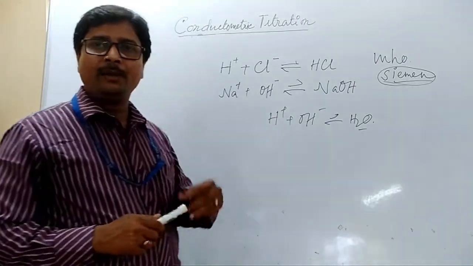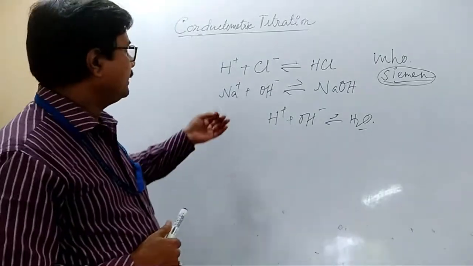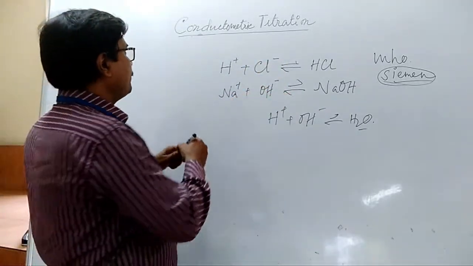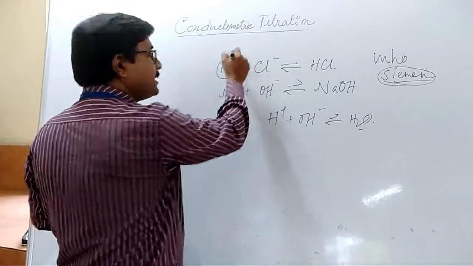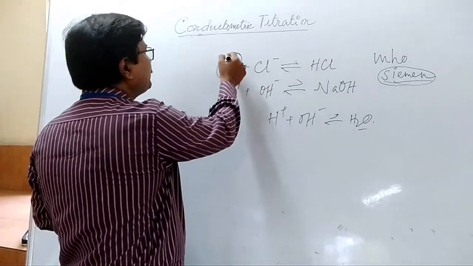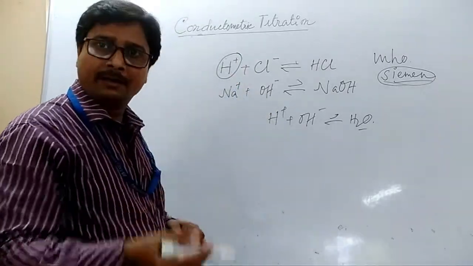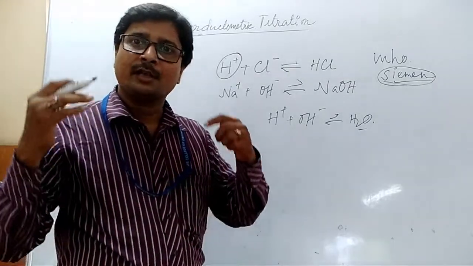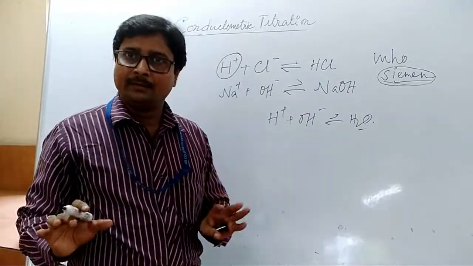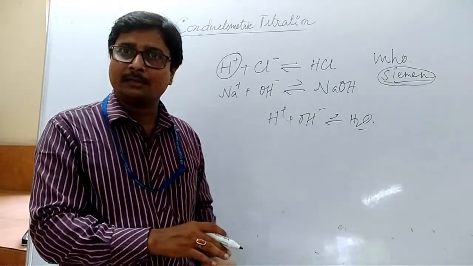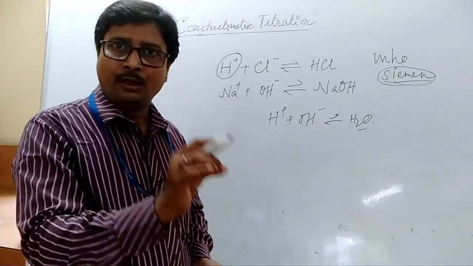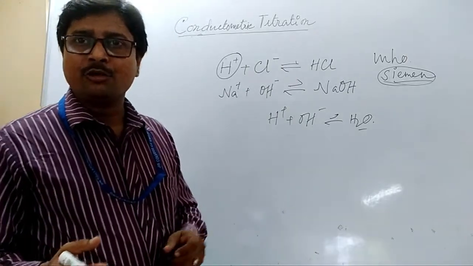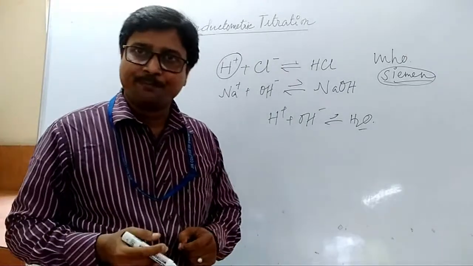Now what happens whenever we add the NaOH to the HCl? In the HCl, H plus is the smallest ion, so the mobility of H plus is higher. That's why the conductance of the solution is much higher at the beginning. It will show in the conductivity meter. Whenever you take the reading, you see that the conductance of the solution initially is in a higher range.